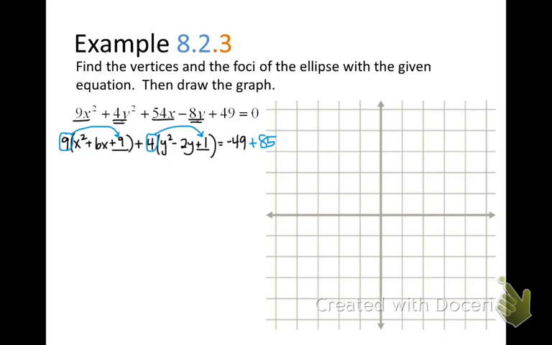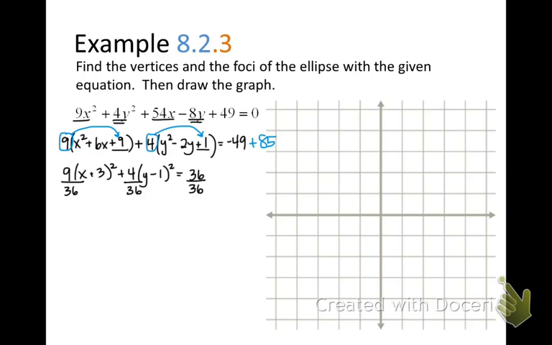All right. Are there any questions about that completing the square? Okay. So this leaves me with 9 times x plus 3 squared, and then plus 4 times y minus 1 squared equals 36. So now what do I have to do? Divide by 36. Very good.